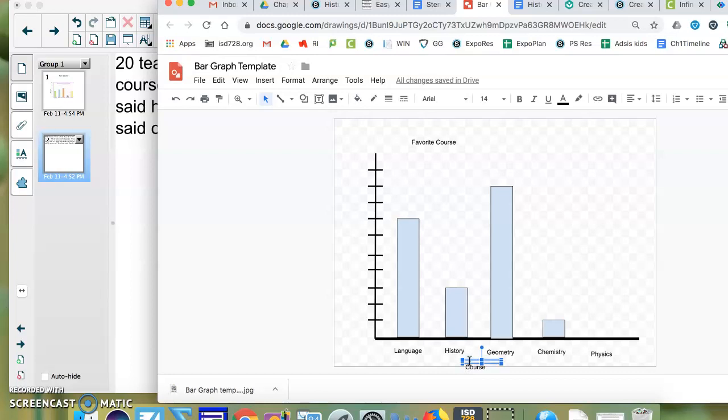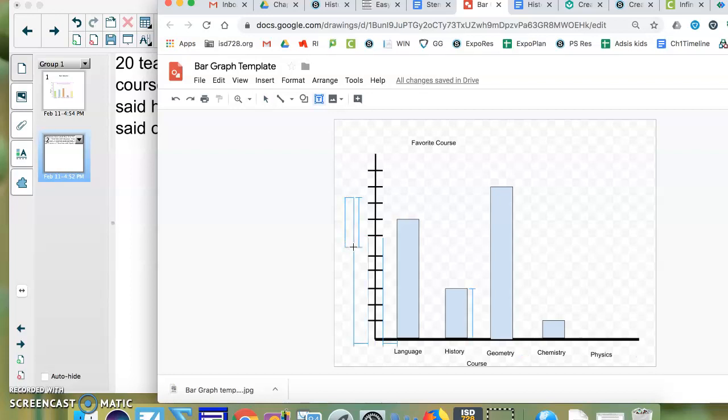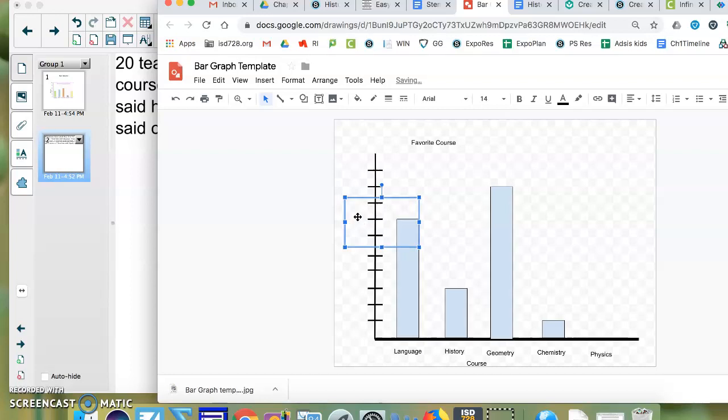And then we would say on the left side is the frequency. It's how many times it happened. So I would say frequency here. I'm just going to write it and then I'm going to turn it. Frequency. And then I'm just going to use this little thing right here that'll turn it. And so that is my label here.